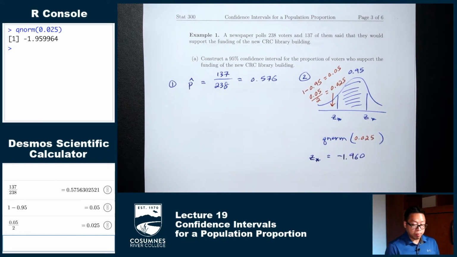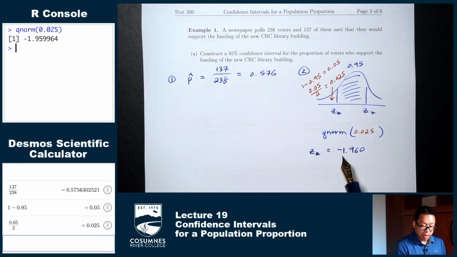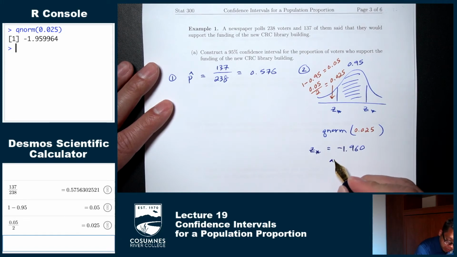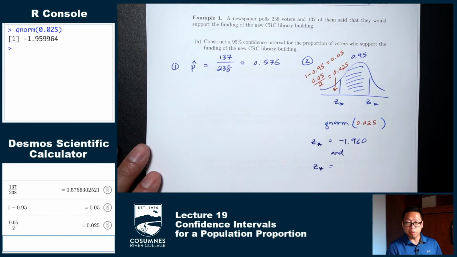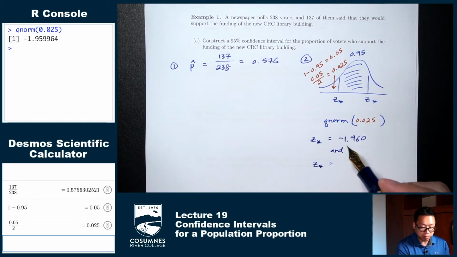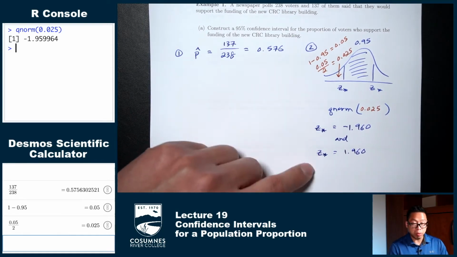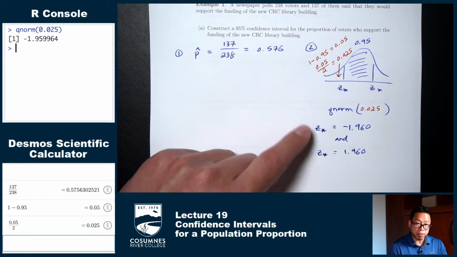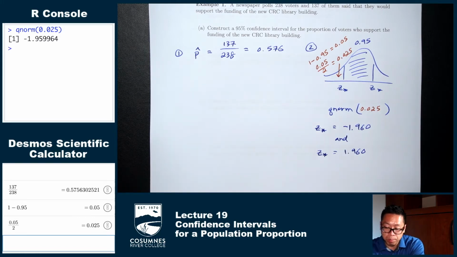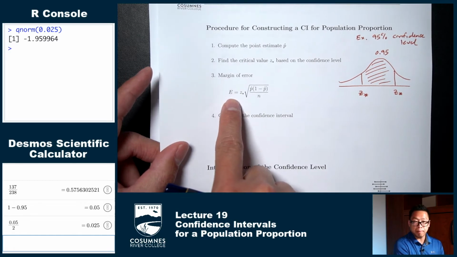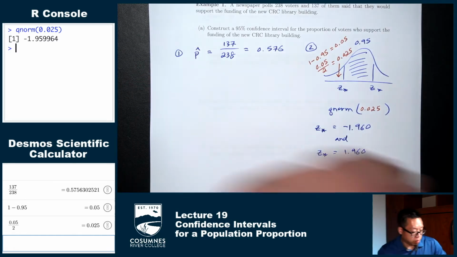So from my picture, I expect 2 Z stars. Negative 1.960 would be the one on the left. The one on the right, just by symmetry of the picture, is going to be positive. So positive 1.960. So those are my 2 Z stars, my 2 critical values. The next step would be to find a margin of error using this formula for E. Okay. So step 3, we're going to find the margin of error.